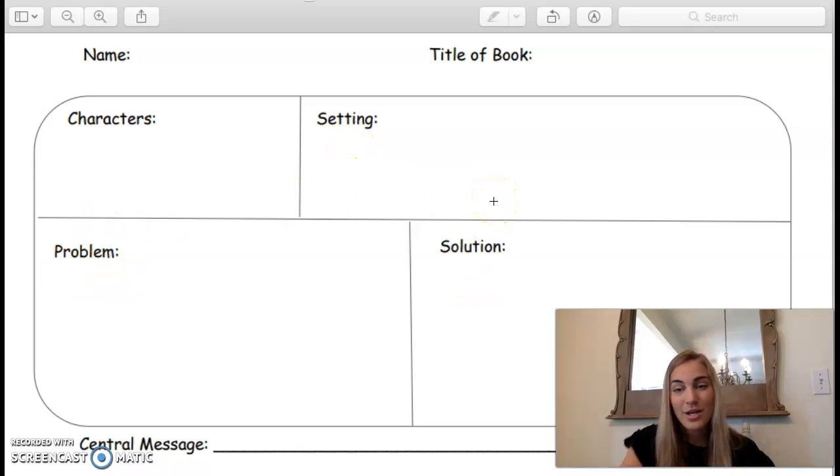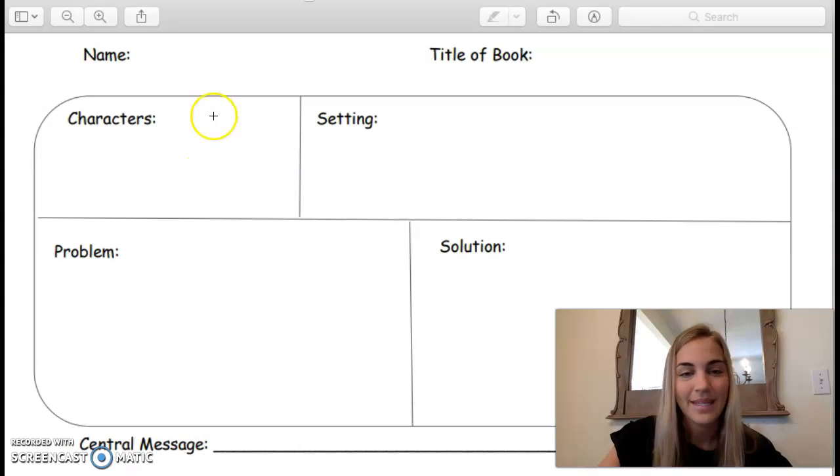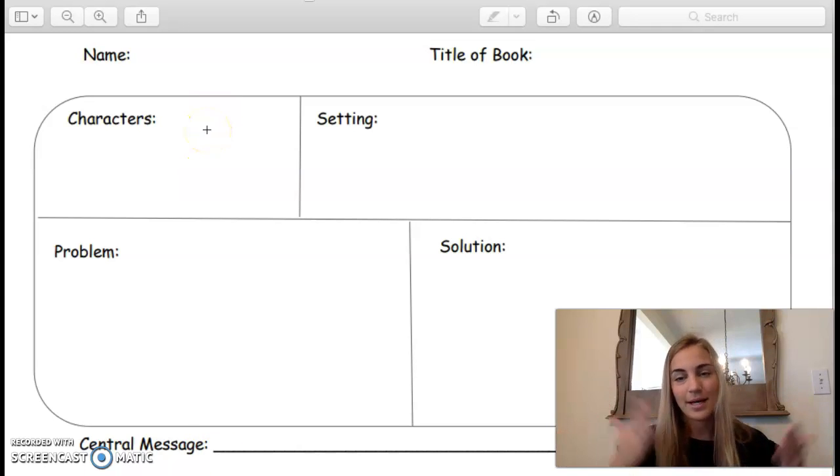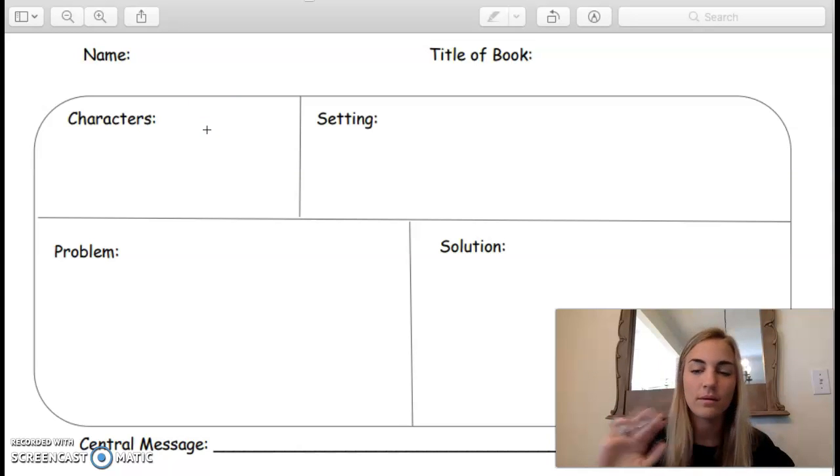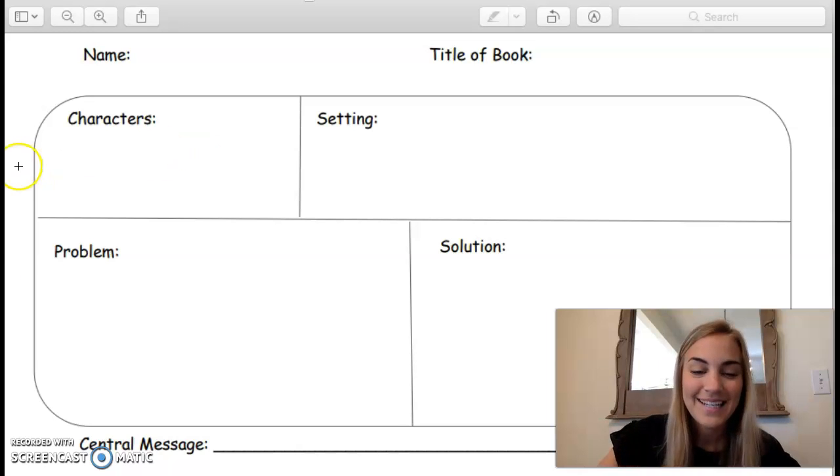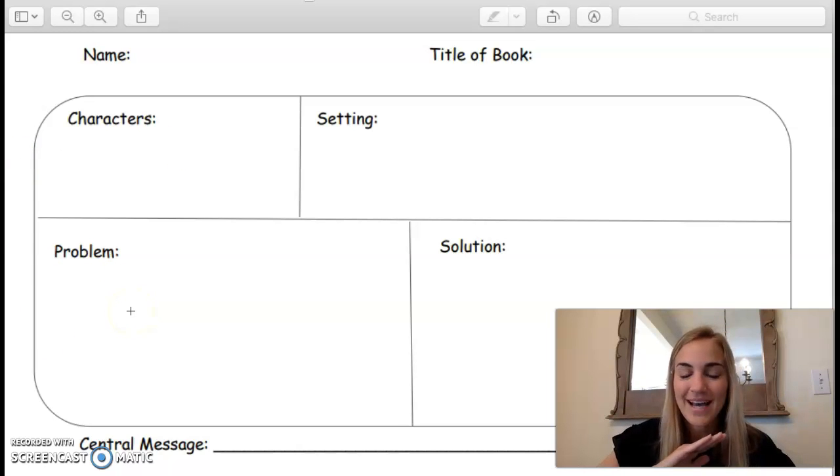And finally, we know that in some fiction books there's a central message or a lesson. I want you guys to be thinking about what our main character learns in this story. Okay. So at this point, I would read the book. I don't have the book, but I've copied a link so that you can watch it online if you need to.